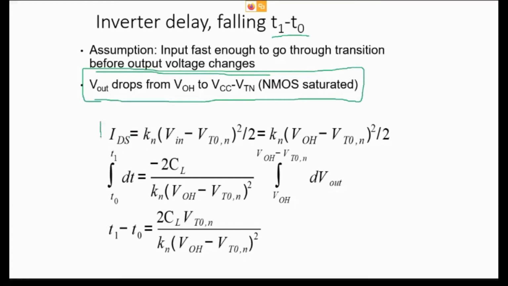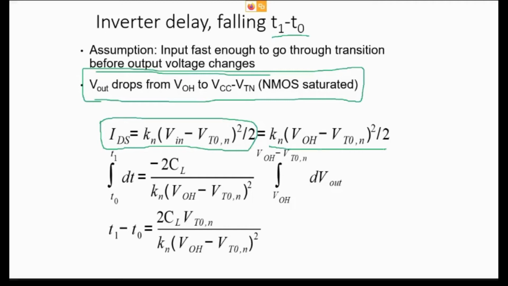When your device is in the saturation region, this is the equation you are going to use. Here we have neglected the channel length modulation. Otherwise, you have to include the factor 1 plus lambda VDS. For simplicity, and because this is a long channel device, we have eliminated the consideration of 1 plus lambda VDS, the channel length modulation factor. We have not included that here.